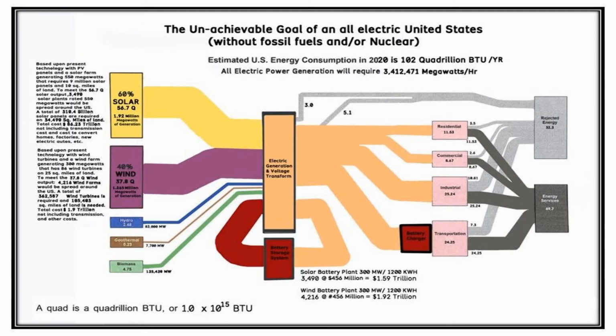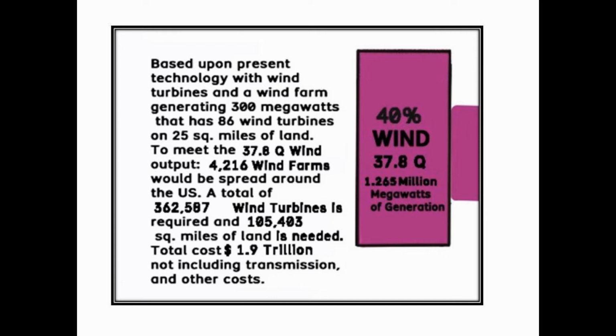Now, looking at the wind, the large block on the left side in the middle of the page, based upon present technology with wind turbines and wind farms generating 300 megawatts that has 86 wind turbines on 25 square miles of land. To meet the 37.8 quad wind output, 4,216 wind farms would be spread around the U.S. A total of 362,587 wind turbines would be required and 105,403 square miles of land would be needed. Total cost, $1.9 trillion, not including the transmission and other costs mentioned above.